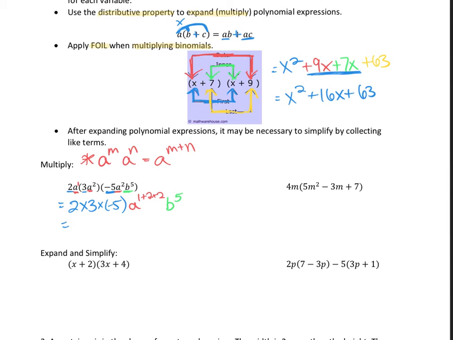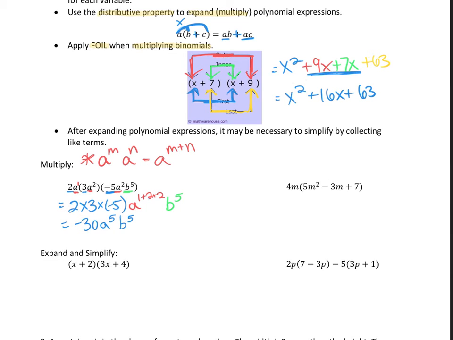So if we multiply 2 times 3 is 6, 6 times negative 5 is a negative 30. And then a, we're going to add all those exponents. 1 plus 2 plus 2 is 5. B to the power of 5. So that is multiplied now all out.